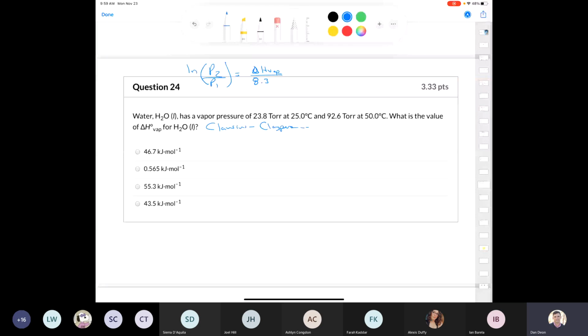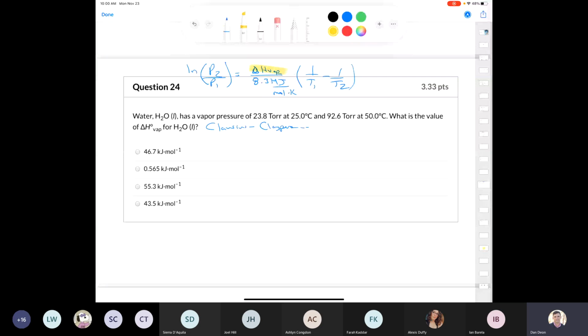8.314 joules per mole Kelvin. I'll put it in here, the whole thing. 1 over T1 minus 1 over T2. Okay, so all we have to do is plug in the numbers and solve for delta H of vaporization.